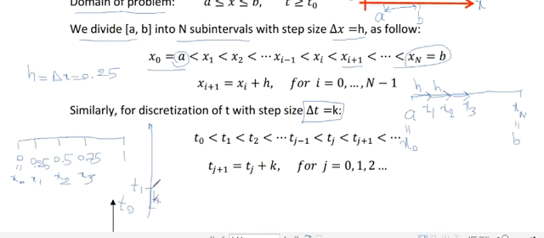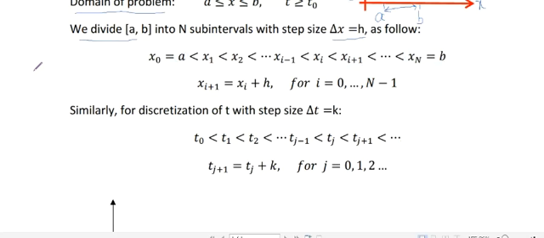The next point in the second dimension is t2, okay? It is sufficient to take t1 plus k to have t2. And when we add k to t2, we can see t3. Is it okay? This is the discretization of t for the second dimension. Is it okay? Okay. Please solve this problem.